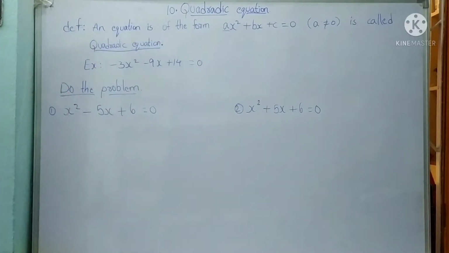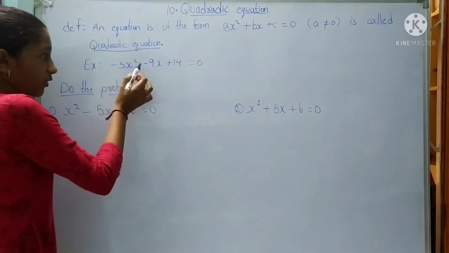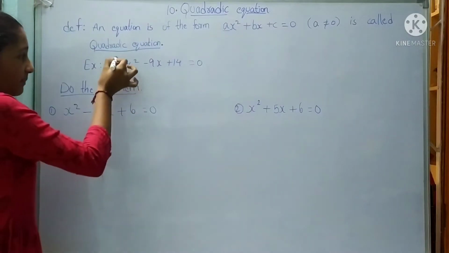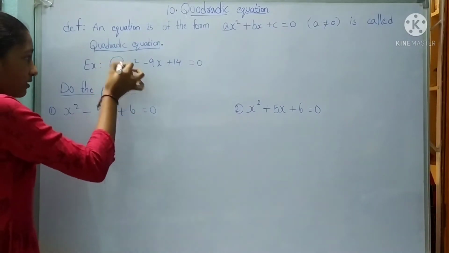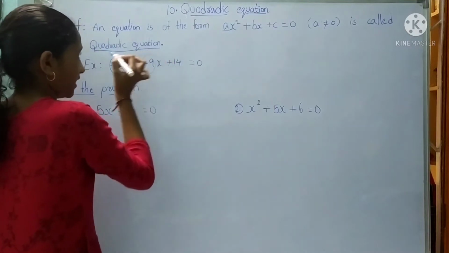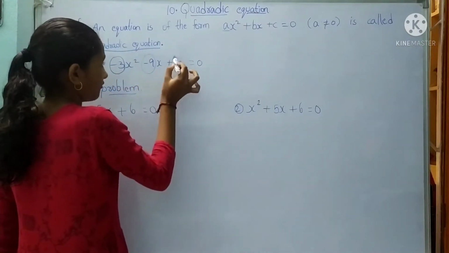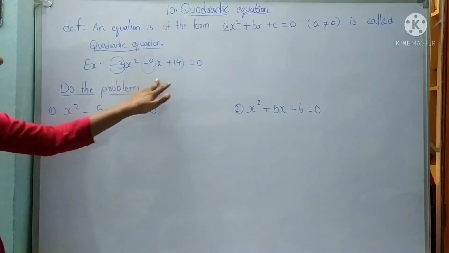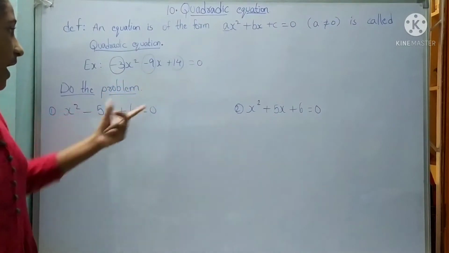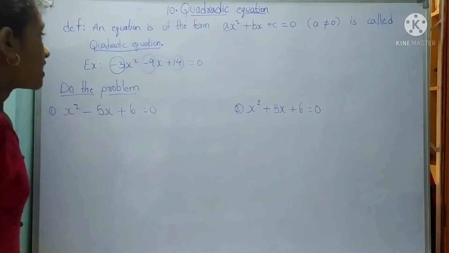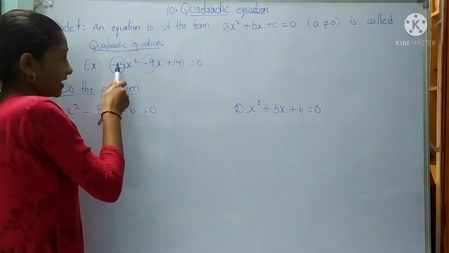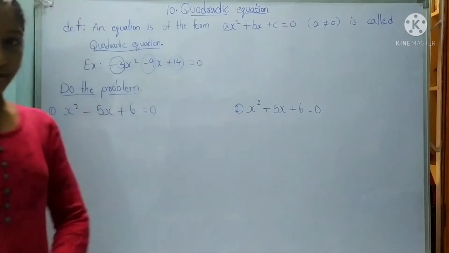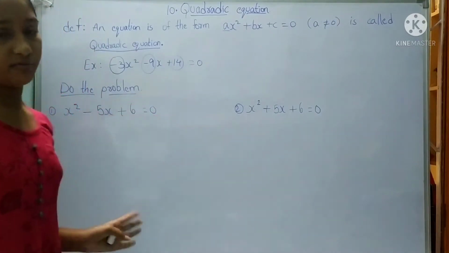So now let's see an example of it. Minus 3x square minus 9x plus 14 is equal to 0. Here minus 3 is the a, minus 9 is the b, and plus 14 is the c. So these are the a, b, c and these are the x square, x, like that. So this is the quadratic equation form.